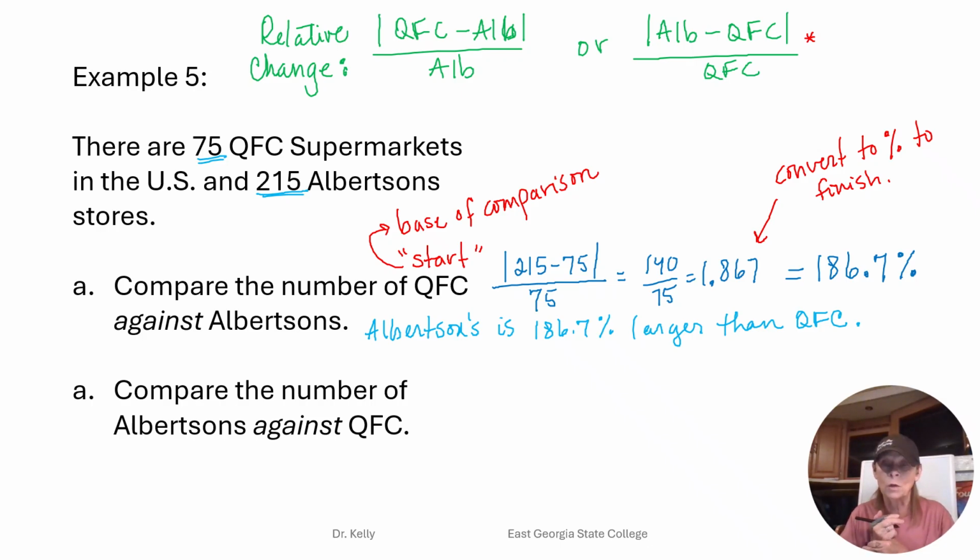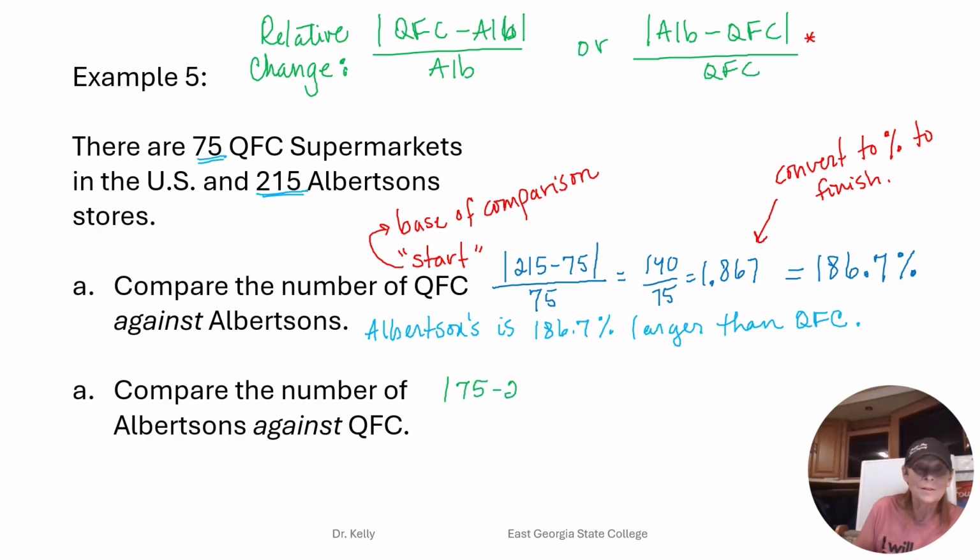That's the only difference here. So if you're like, gosh, I don't know how to write this, go back and look at the problem. Think about it in like, which one's bigger, which one's smaller. What could you say about it? It's hard to be right or wrong here. So just do your best. And now let's compare the number of Albertsons against the KFC. So, which is now making me hungry.